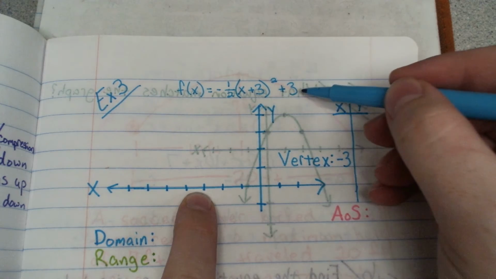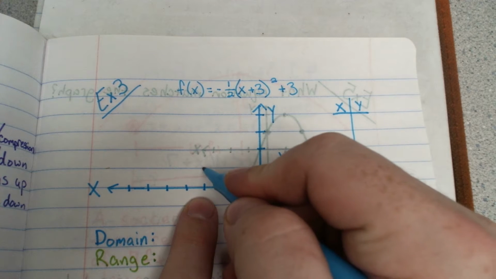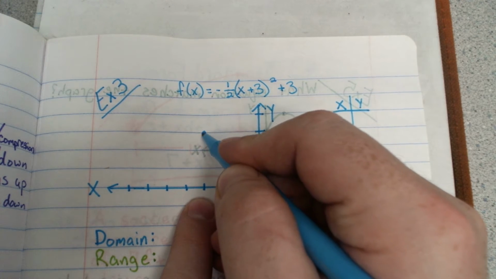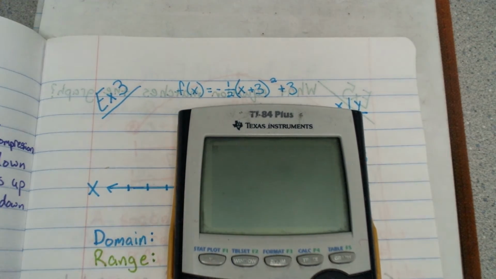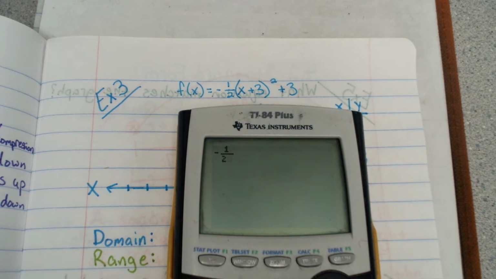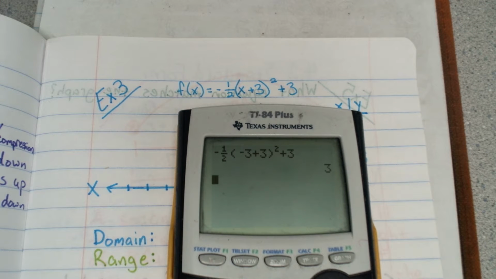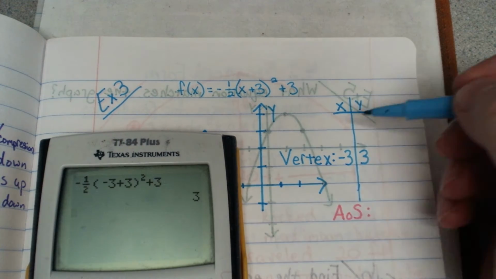And then the y value of the vertex is going to occur at a positive 3. So then I'll move this up. This should be my vertex, and if we want to be careful, we can type that into our TI-84 or some other calculator. -1/2 (x + 3)^2 + 3. But I want to see what happens when x is -3. So replace x with -3, and we will get a positive 3. So there's the vertex.